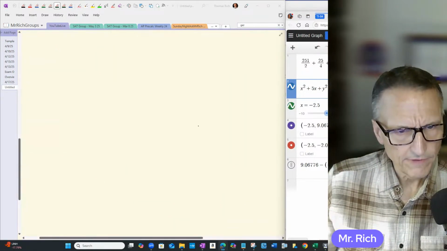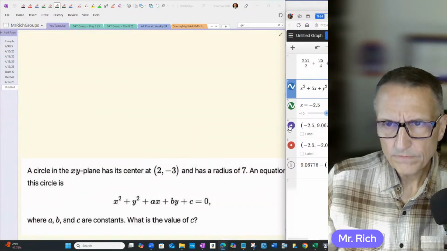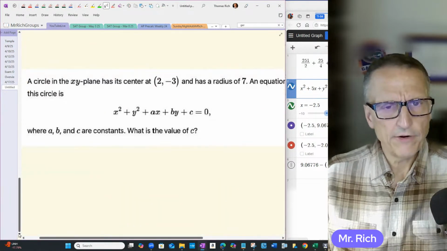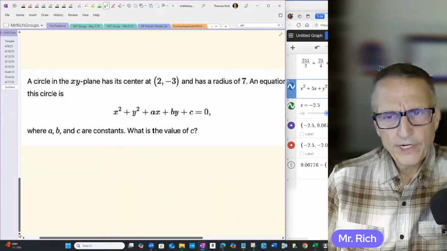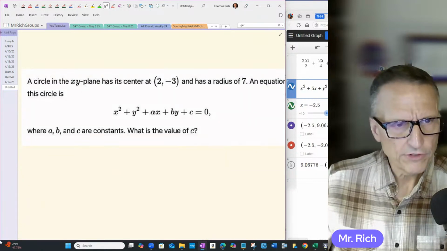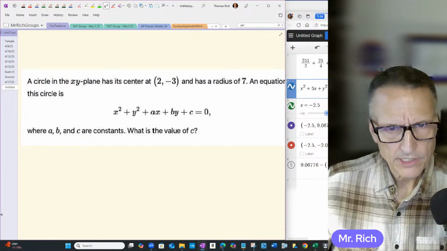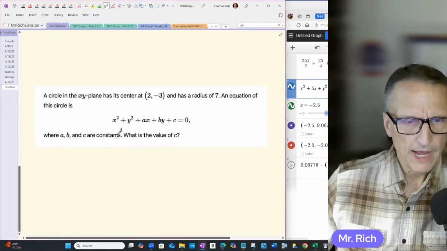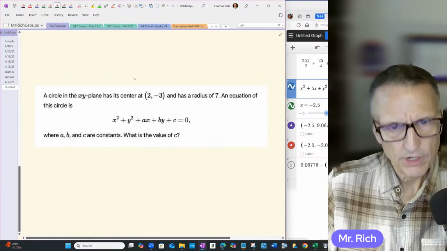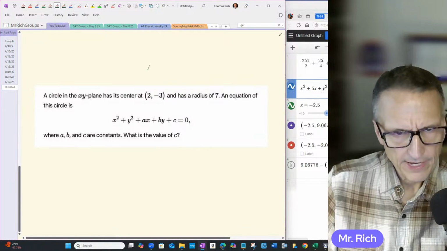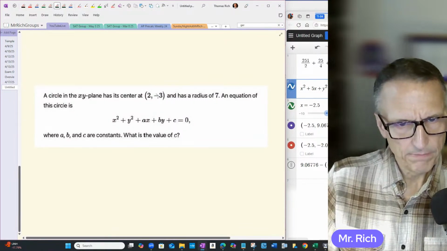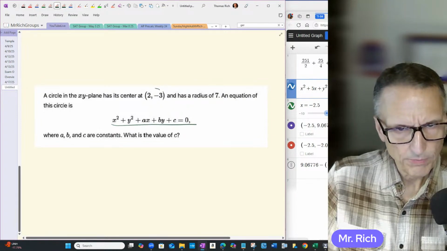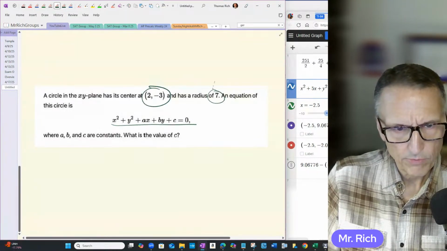And it is the following. It says that a circle in the xy plane has a center at (2, -3) and a radius of 7. An equation of the circle is this, where a, b, and c are constants. What is the value of c? Well, I am going to do a regression on this. What I mean by that is I'm going to come up with 3 points that I know are going to be on this circle because they told me the center and they told me the radius.